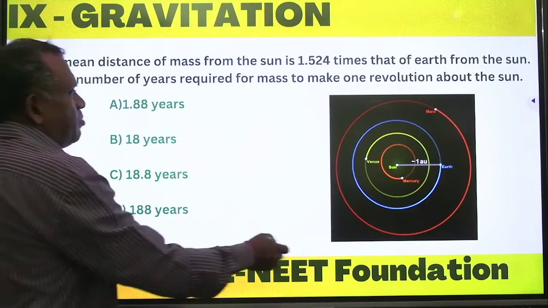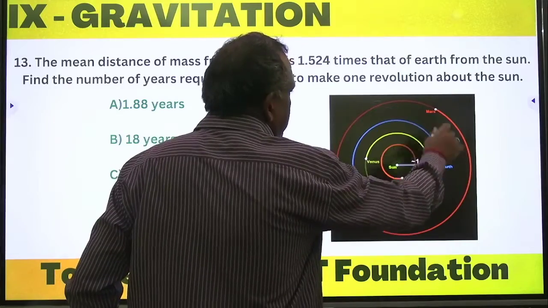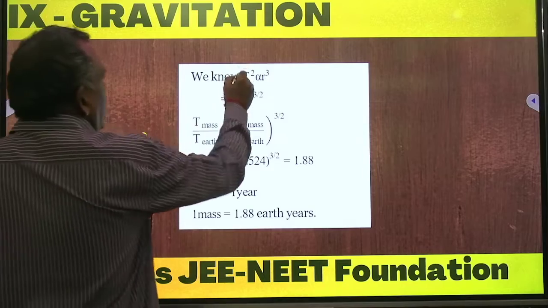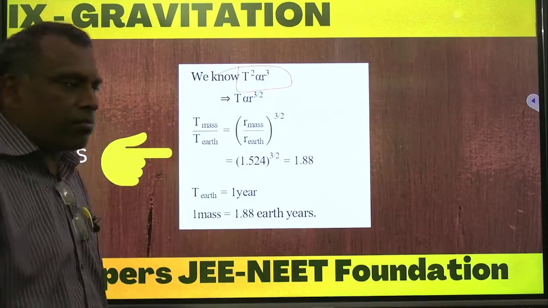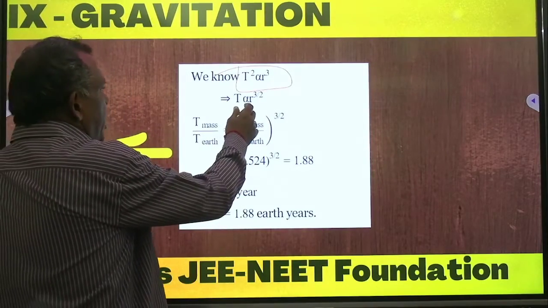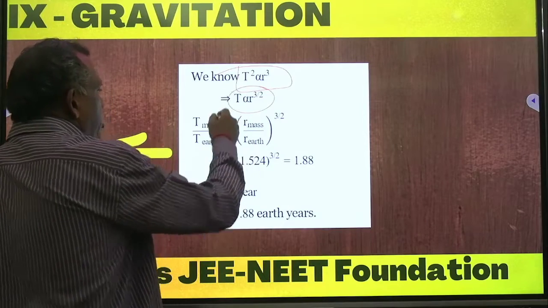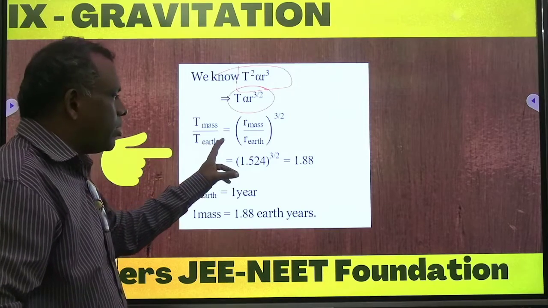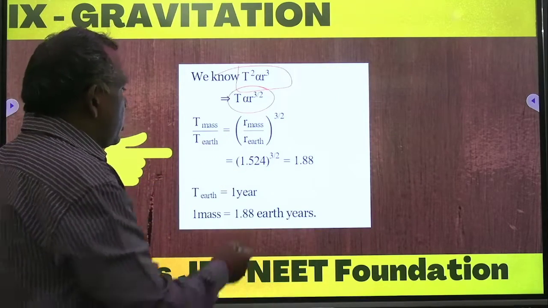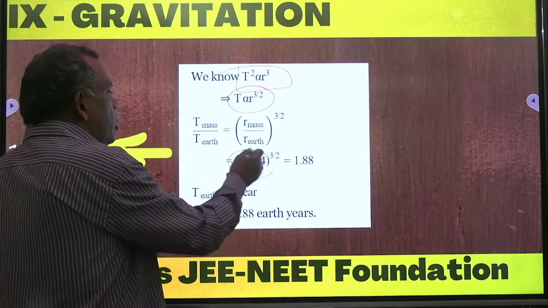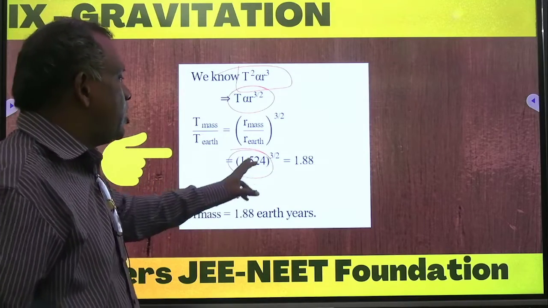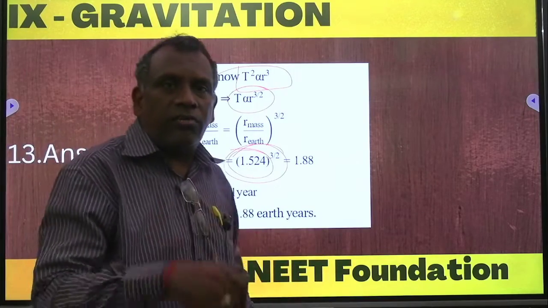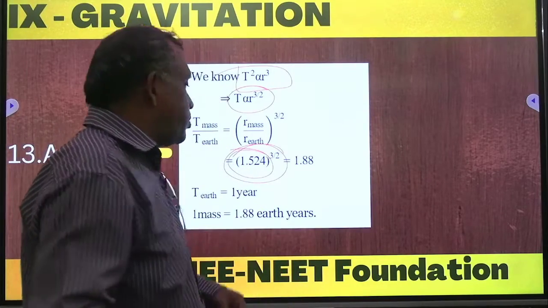The formula is the same here. The planets revolve around the sun, and here also T square is directly proportional to R cube. Similar formula, so T is directly proportional to R power 3 by 2. Here T of Mars upon T of earth is nothing but 1.524 times, which is given, whole power 3 by 2. This value is also very difficult to find. Unless they give it in the question paper, we cannot solve such problems.